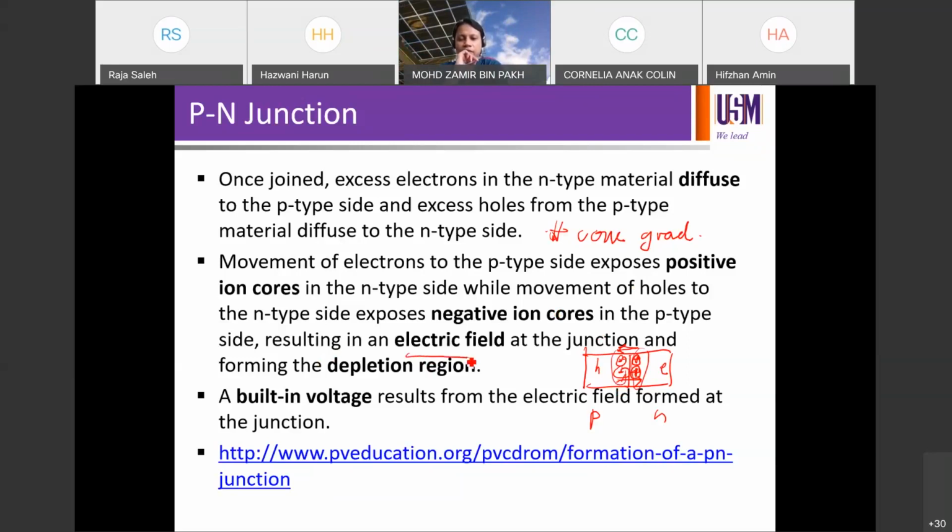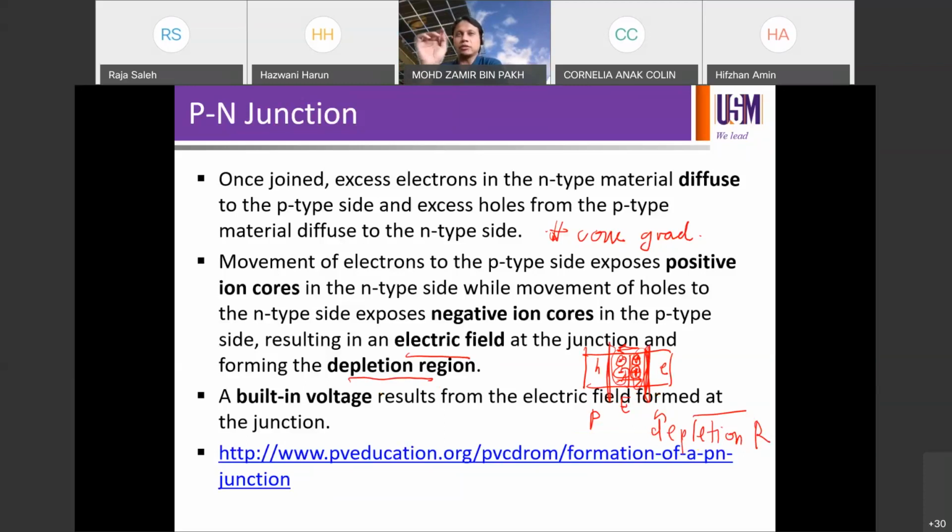So since we have fixed charges that are not moving, you're going to have a built-in electric field set up at the junction due to the presence of the positive and negative ion cores, forming the depletion region, right? This region in the center near the junction is called the depletion region. Why do we call it depletion region? Because it's depleted of carriers.